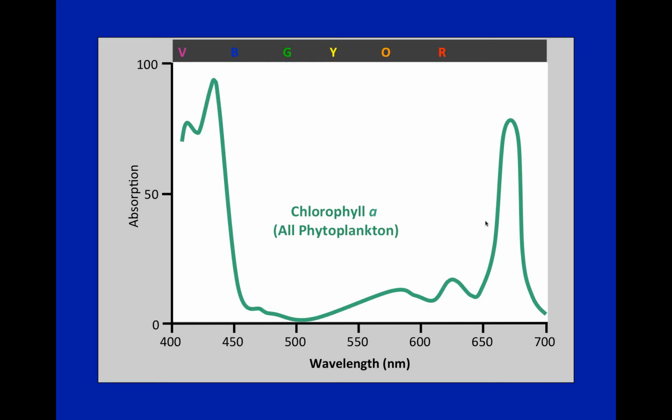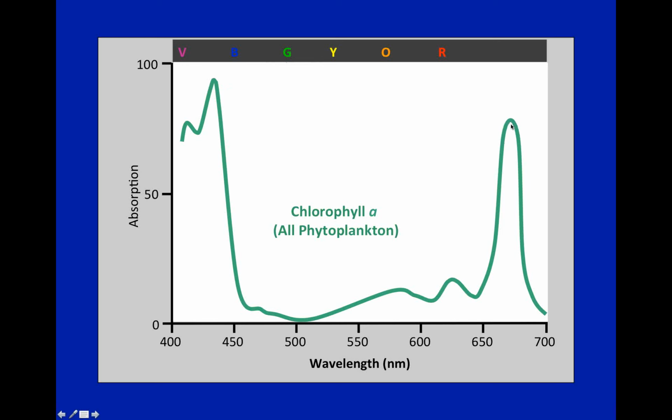So the most important thing that most people are interested in is measuring plankton from a water quality perspective. And plankton have a pigment called chlorophyll. So this is the absorption of chlorophyll. It has two peaks here, around 440, and it also has a peak around 675.